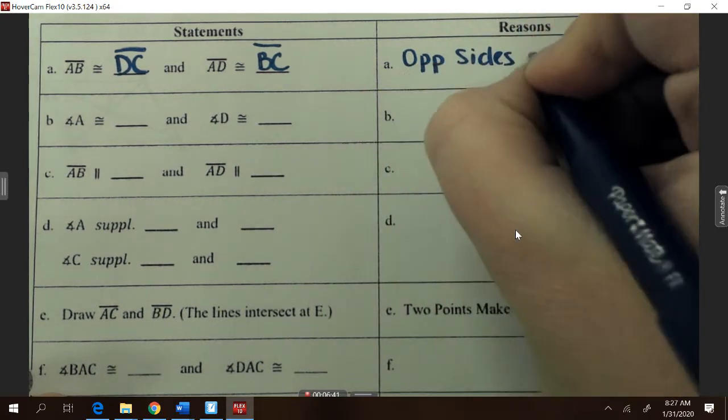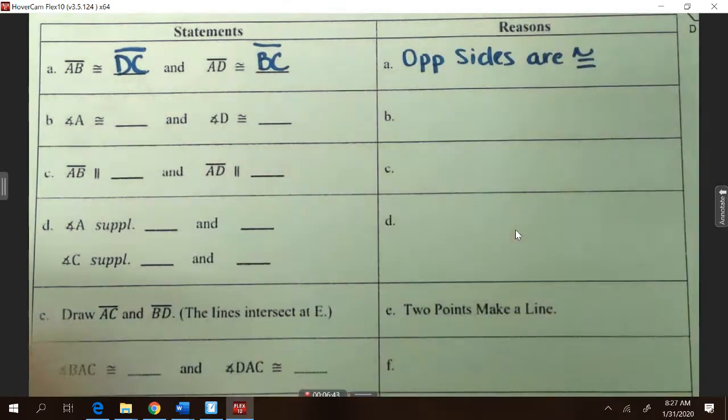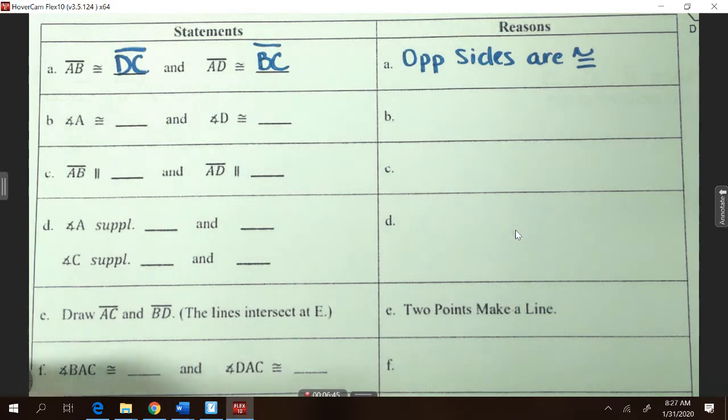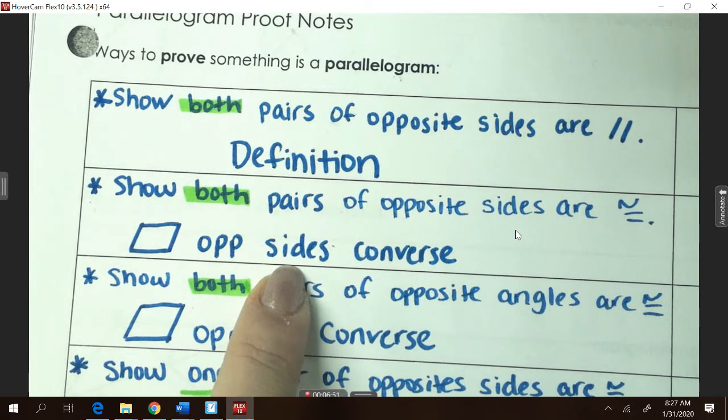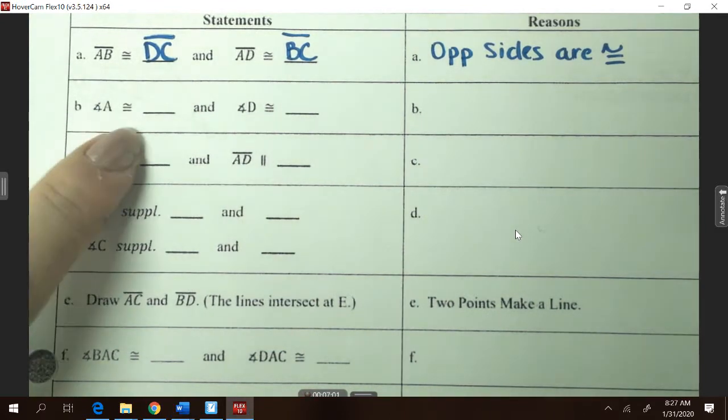Opposite sides are congruent. Okay? Notice that I could have made you put opposite sides converse, but again, if there's no answer bank available, you just have to be able to explain the reason rather than name the actual theorem. Okay? All right.